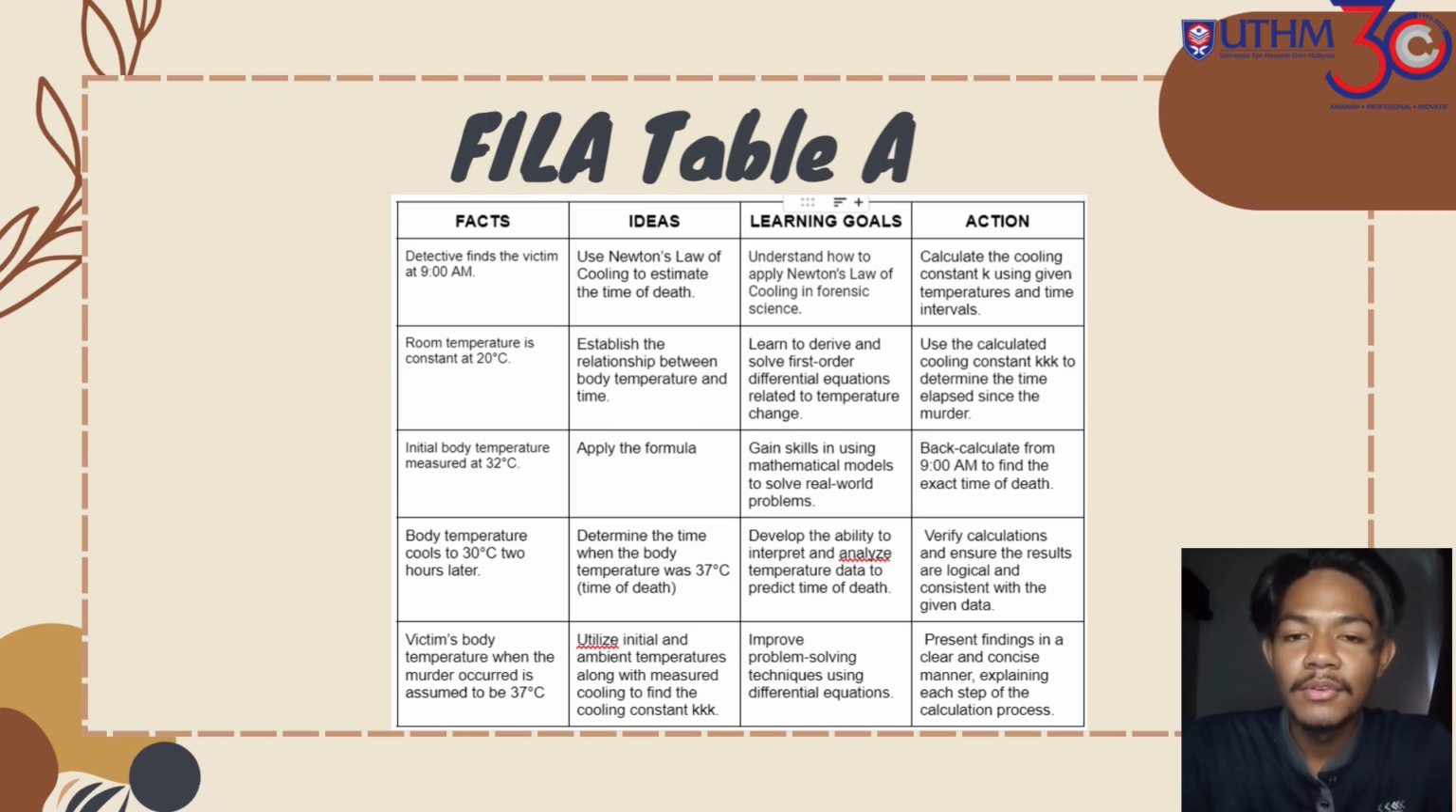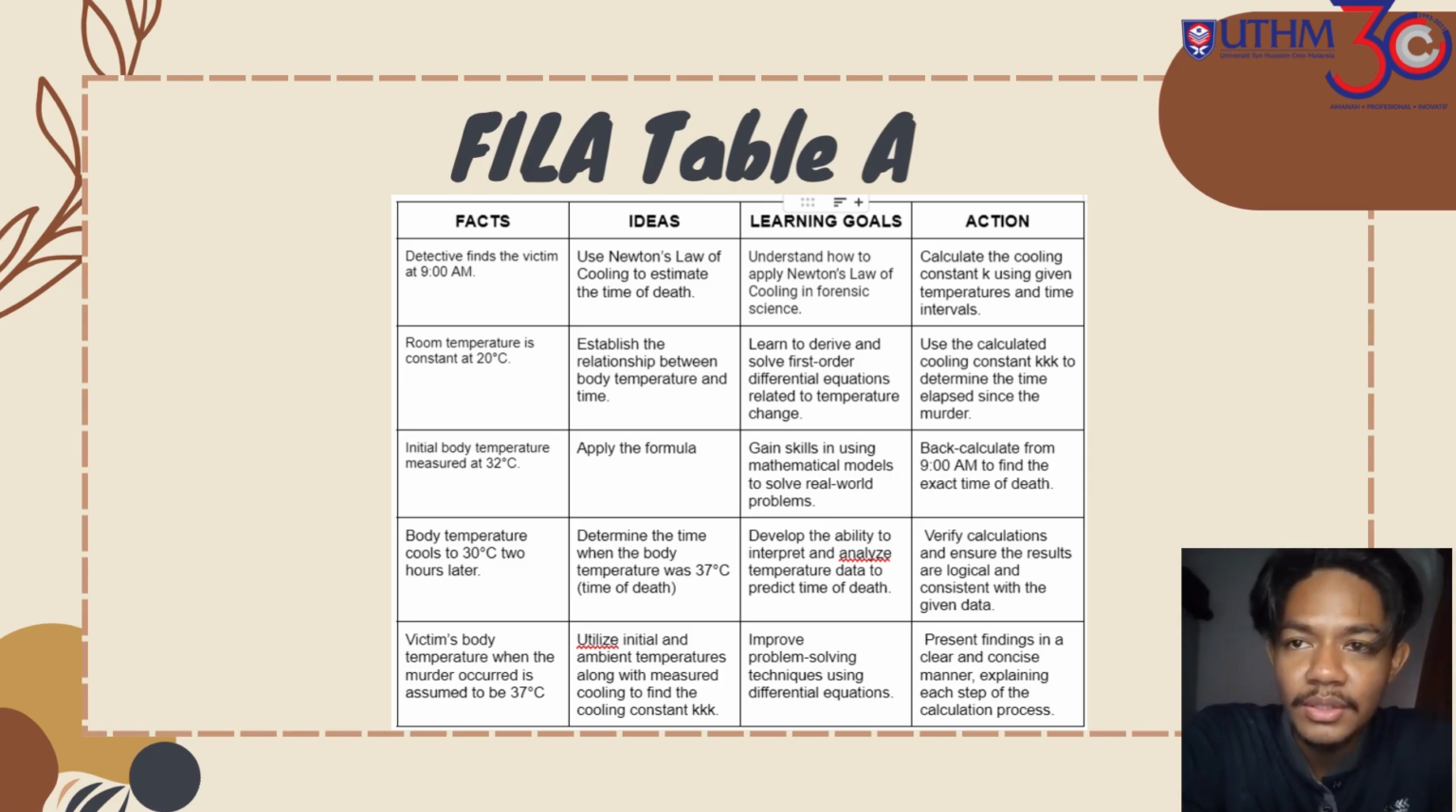Today I'm going to present Fila table Part A. Firstly, we have five main facts. First one is the detective finds the victim at 9 a.m. Second one, the room temperature is at a constant of 20 degrees Celsius. And the initial body temperature measured at 32 Celsius. Body temperature cools to 30 Celsius 2 hours later, which is 11 a.m. And lastly, the victim's body temperature when the murder occurred is assumed to be 37 degrees Celsius.